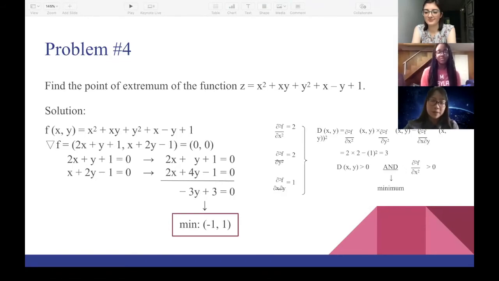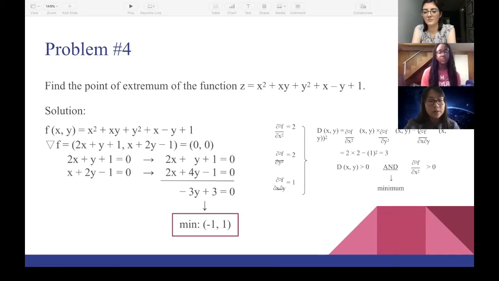Similar to the first problem, our fourth and final problem is to find the point of extremum of the function z equals x squared plus xy plus y squared plus x minus y plus 1. To do this, we first have to find the gradient of the equation and make them equal to 0. And this will give us our critical points. To find the gradient, as previously explained, we're going to take the partial derivatives with respect to x and then do the same but with respect to y.